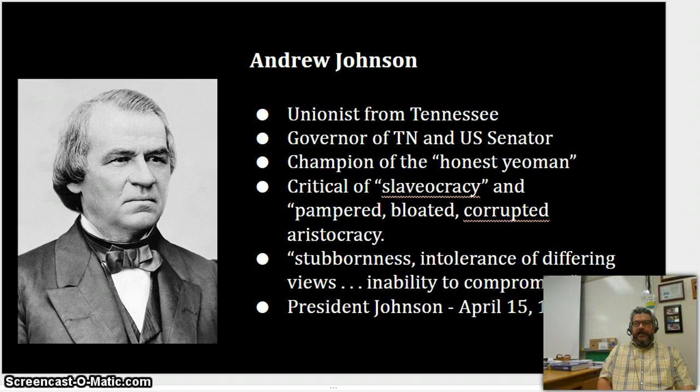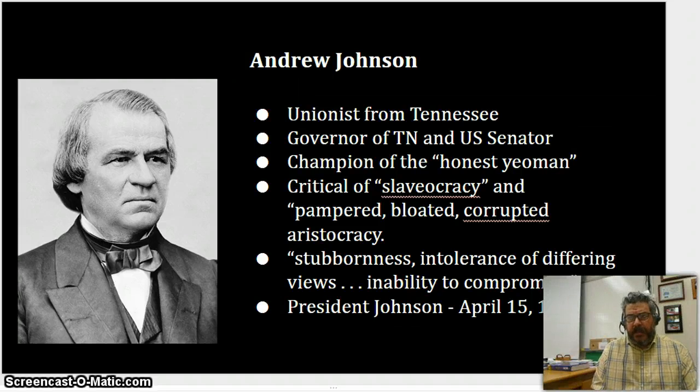He had served in the U.S. Senate, and he had championed himself. He had put himself forward during his career in politics as a champion of the little guy, of the worker, of the small farmer, the honest yeoman, as he said. And he fought the power of the rich of the South, those that he called the slaveocracy. He referred to them as a pampered, bloated, corrupted aristocracy. And he saw rich people in the South, this aristocracy, as the real problem.